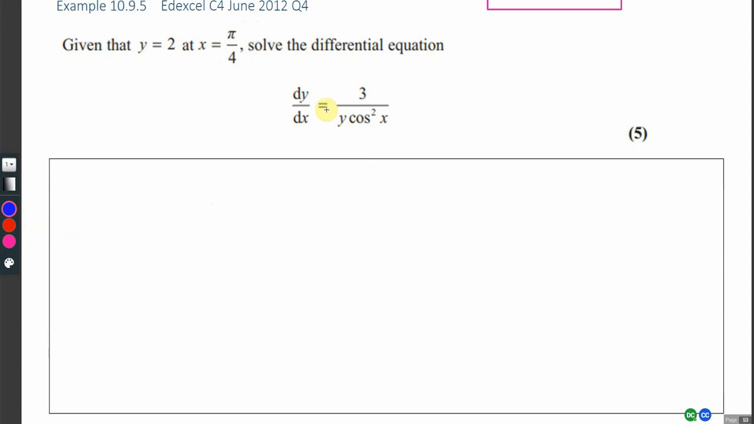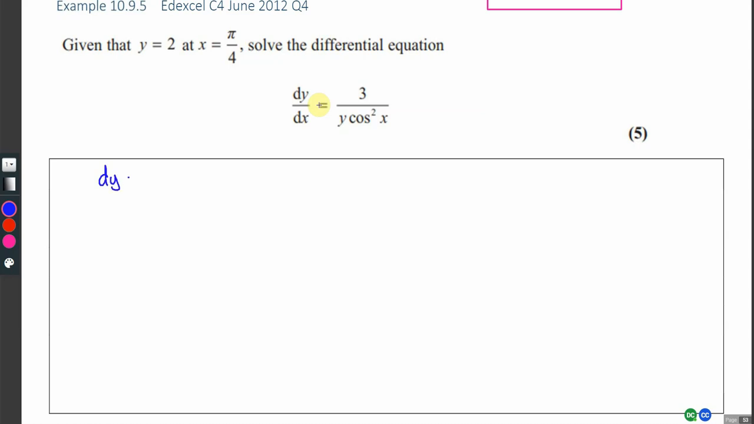Now, since we have a mixture of x's and y's, we need to be separating the variables before we are able to integrate. So only by multiplying or dividing, treat dy by dx like it's a fraction and get y's on one side, x's on the other side.